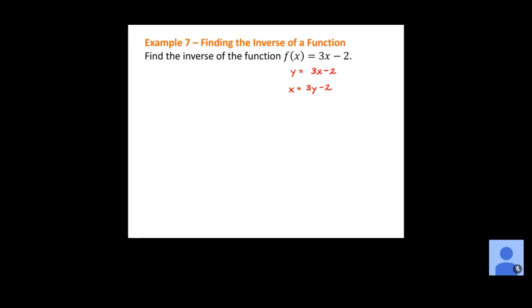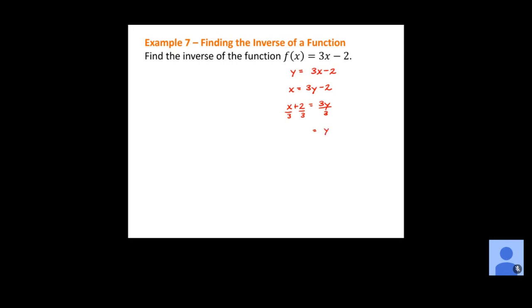Now we need to resolve that equation for y. So what could I do here to get y by itself? Add the 2. Good. So that's going to give us x plus 2 equals 3y. And then we would have to do what? Divide by 3. And just keep in mind that when we divide by 3 here, we're dividing every single term by 3. So that's going to give us y.